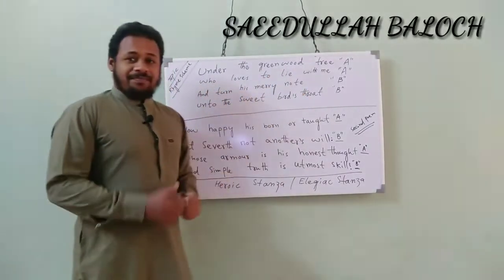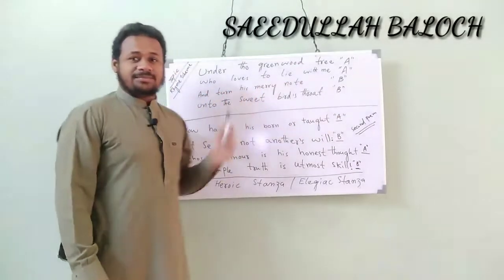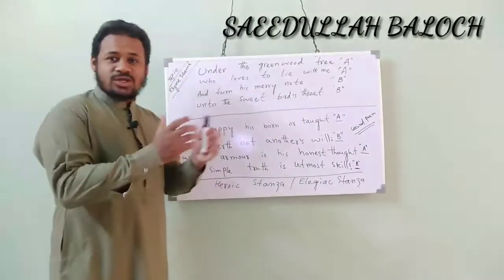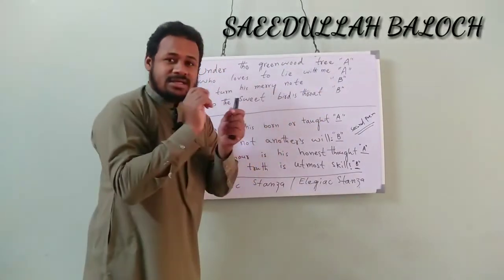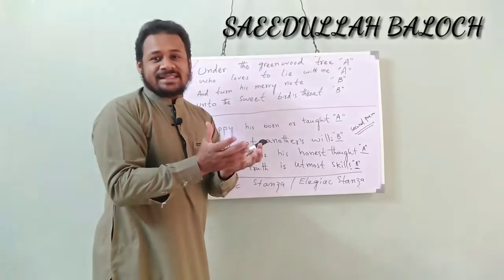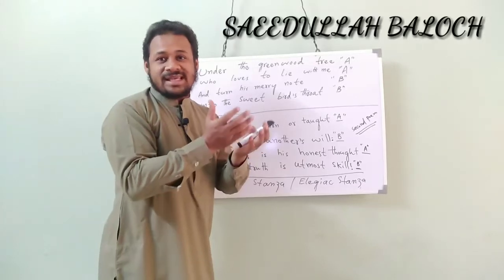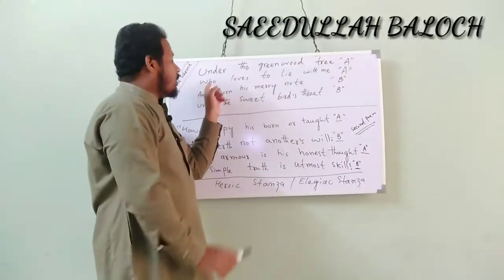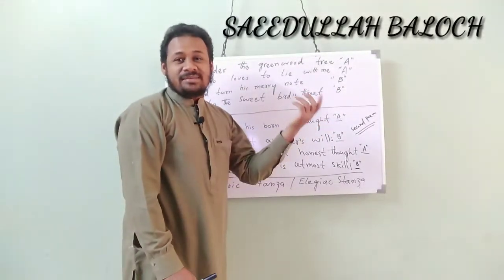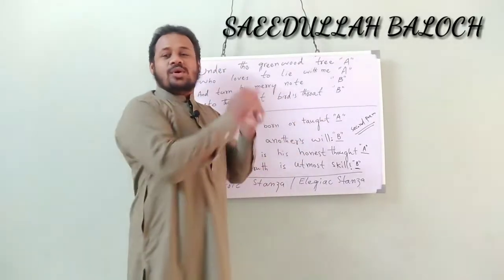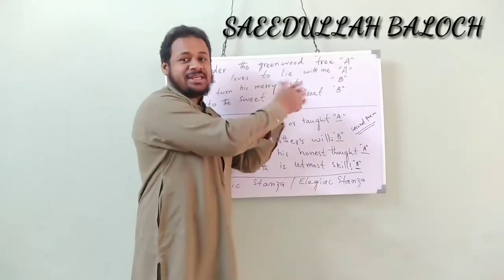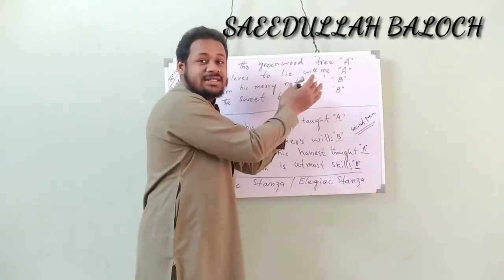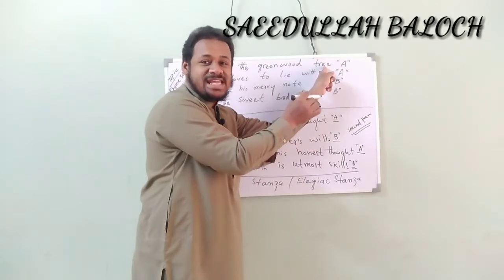Under the greenwood tree, who loves to lie with me, and turn his merry note unto the sweet bird's throat. Let's look here. Tree: the phonetic sound of this word is E, right? Tree, E, E, like that. Now look at the second line. Who loves to lie with me? The same sound is coming: me, like E, tree, me. So both first lines are rhyming with the same sound. That's why it is called rhyme scheme. So the rhyme scheme is the ending of tree, me.